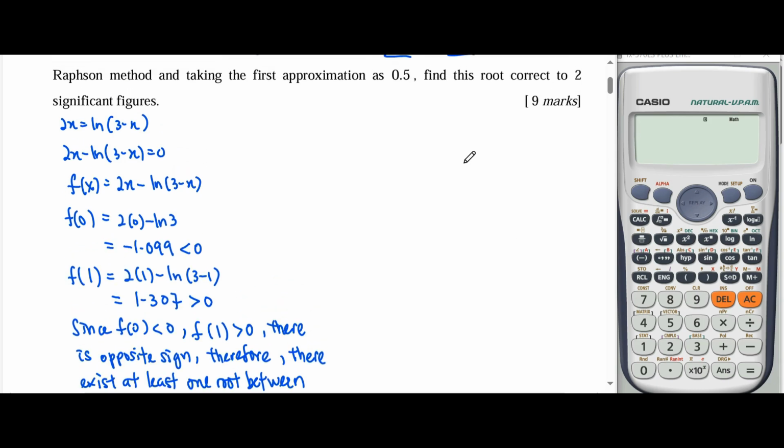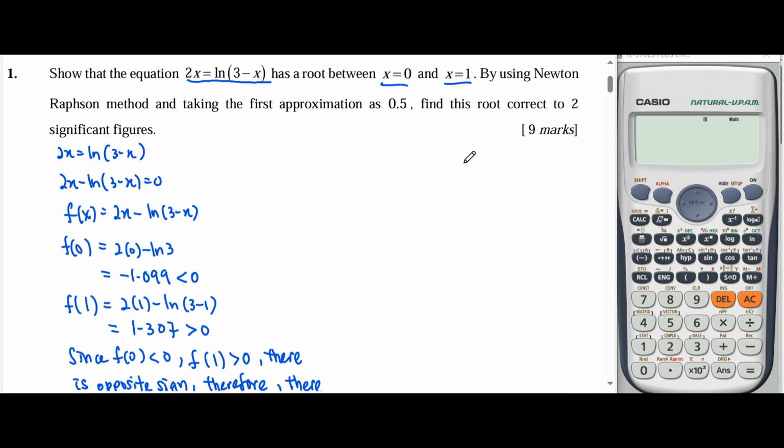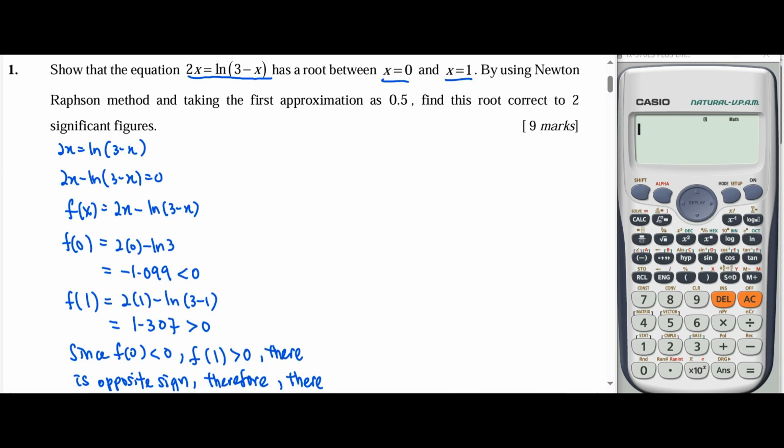They say to use the Newton-Raphson method. So we come up with the Newton-Raphson formula, where x(n+1) equals x(n) minus our function in terms of x over our differential function in terms of x. Our function here is 2x minus ln(3 minus x). We need to find out what the differential function is.